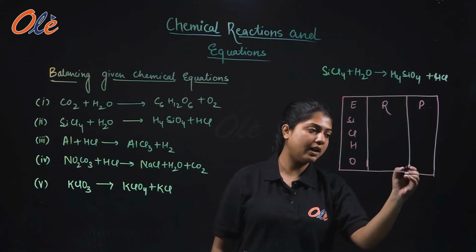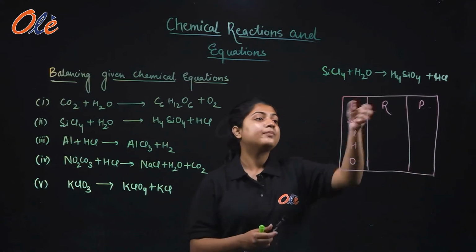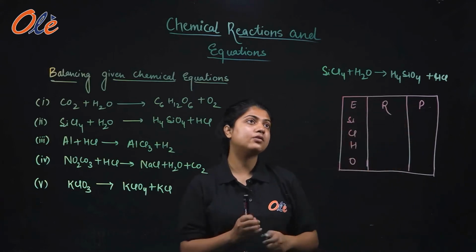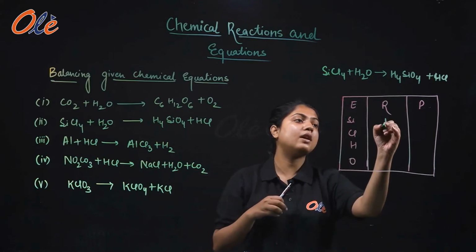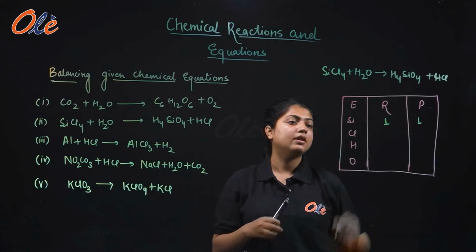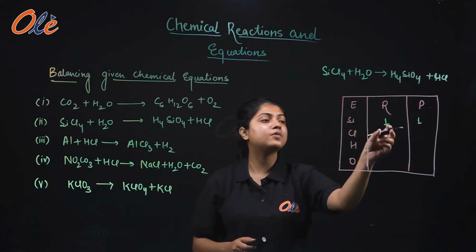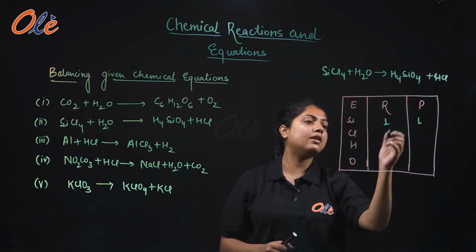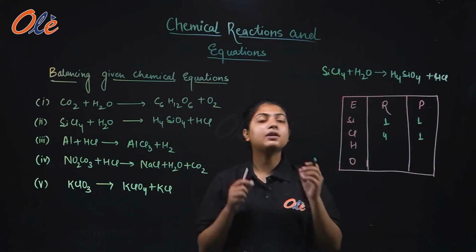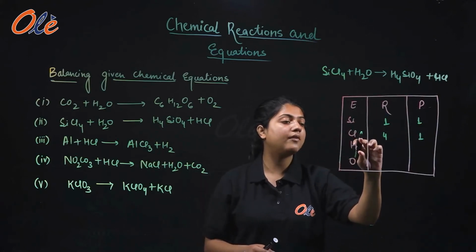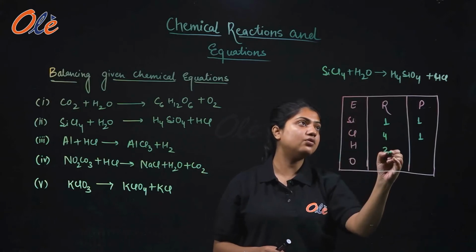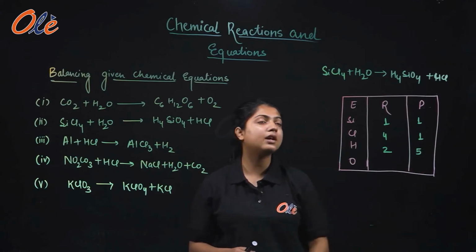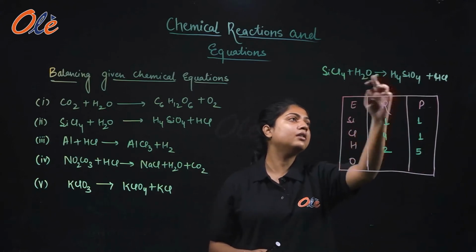Now you have to carefully count the number of silicon atoms present on the reactant side and the product side. Silicon atoms on the reactant side is 1, on the product side it is also 1. Now carefully count the chlorine atoms on the reactant side and the product side. Chlorine atoms 4 and here only 1. Now hydrogen atoms on the reactant side is 2, and on the product side is 4 plus 1, 5. Now oxygen atoms 1 and here 4.